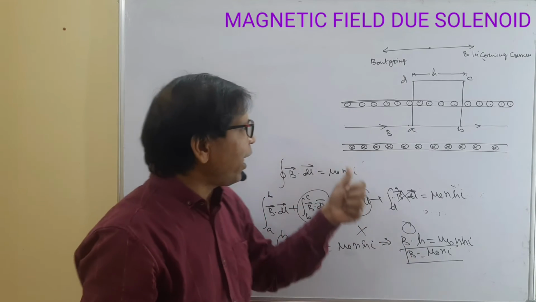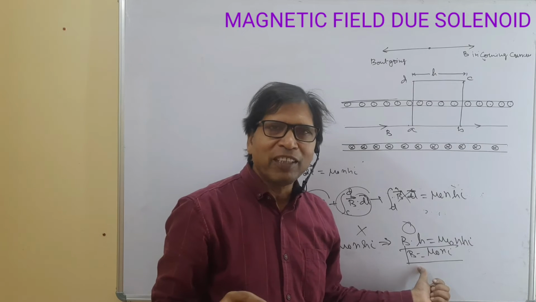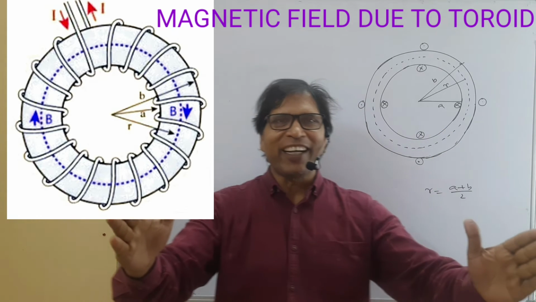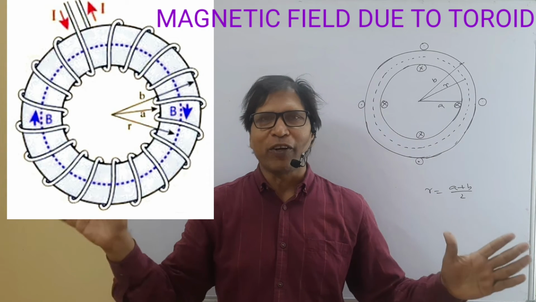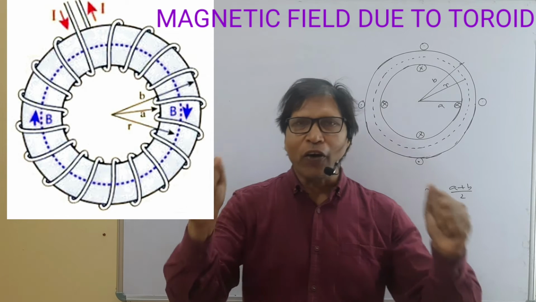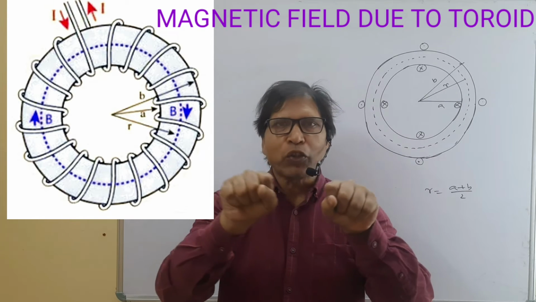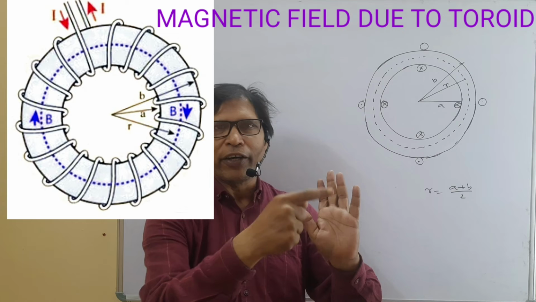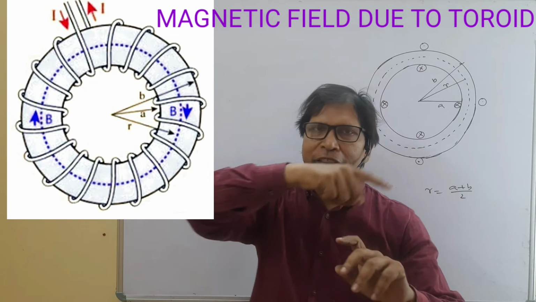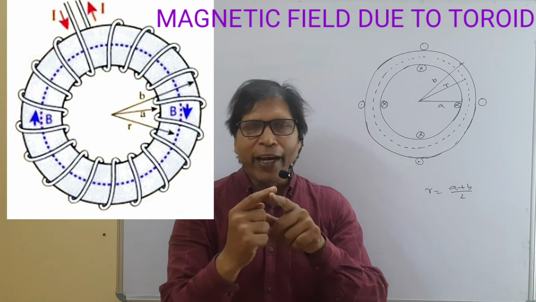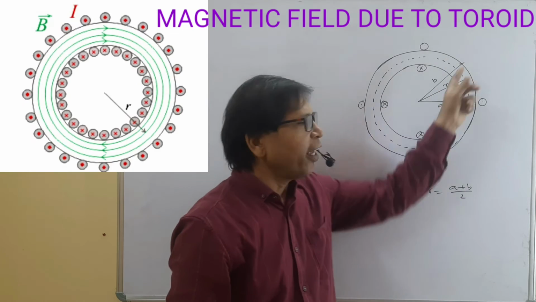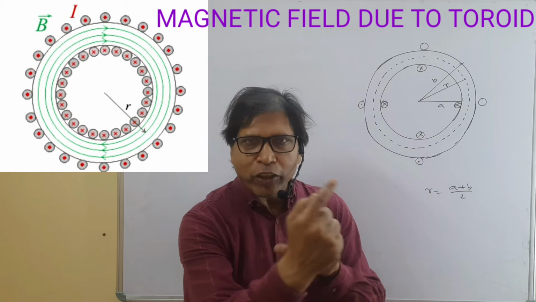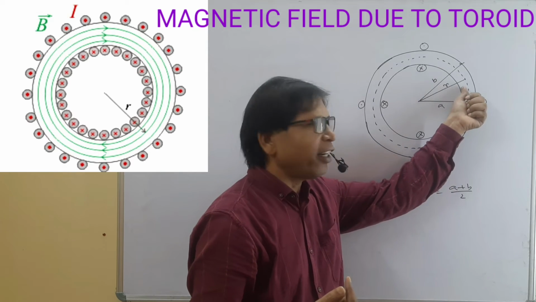Now the magnetic field at one end of the solenoid becomes half mu naught n I. Understood? Now the magnetic field on the axis of a toroid. What is a toroid? If two ends of a solenoid are joined to each other, then it forms a toroid. Suppose the number of turns in the toroid is capital N, the outer radius is B and the inner radius is A. So the radius of the axis of the toroid is R.